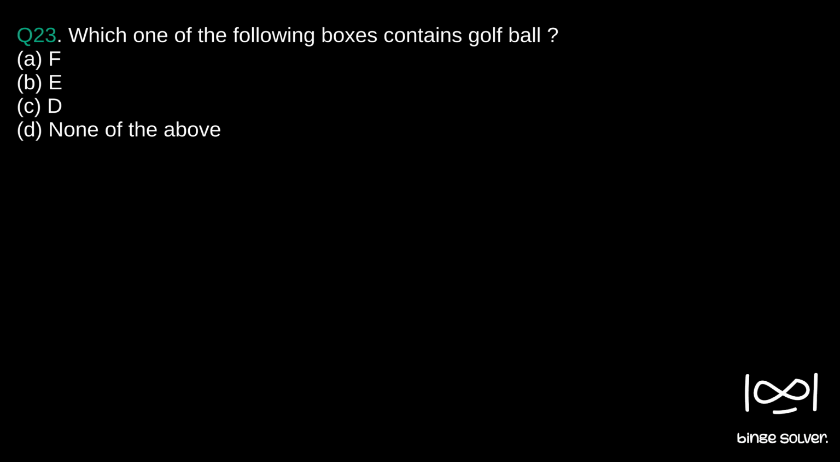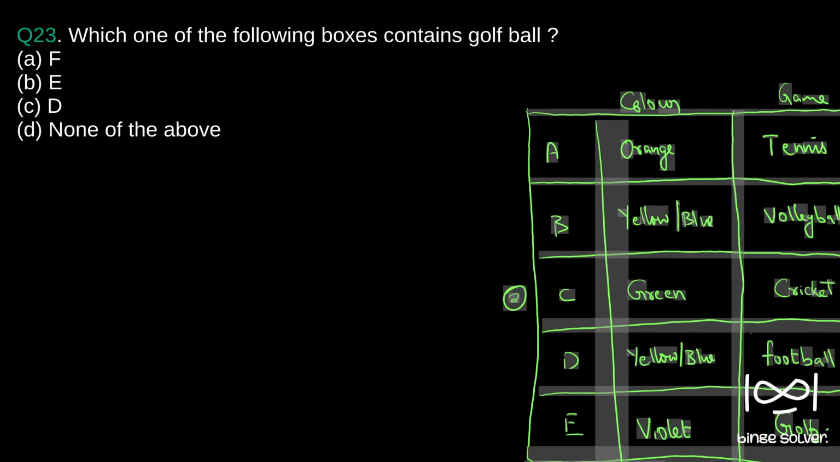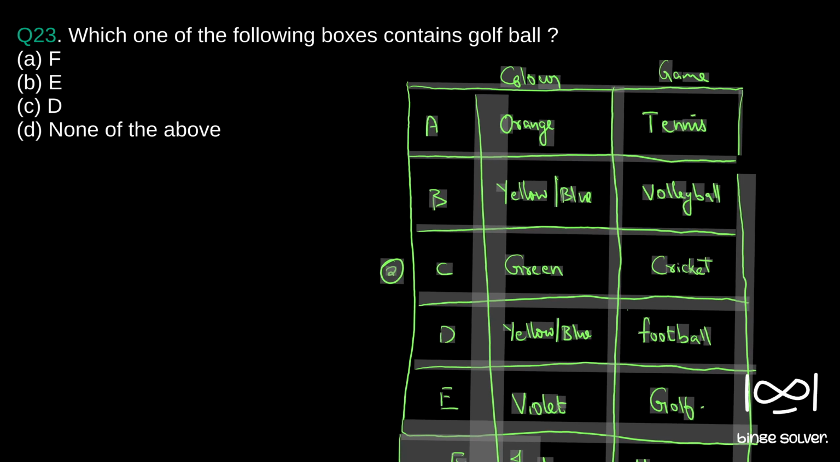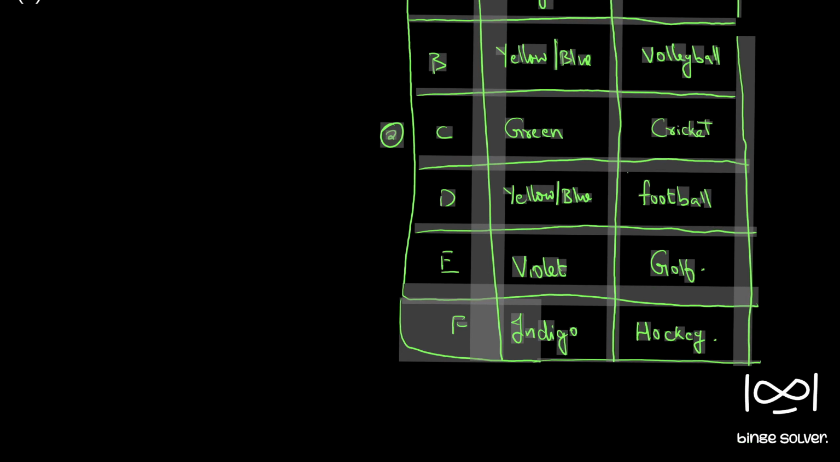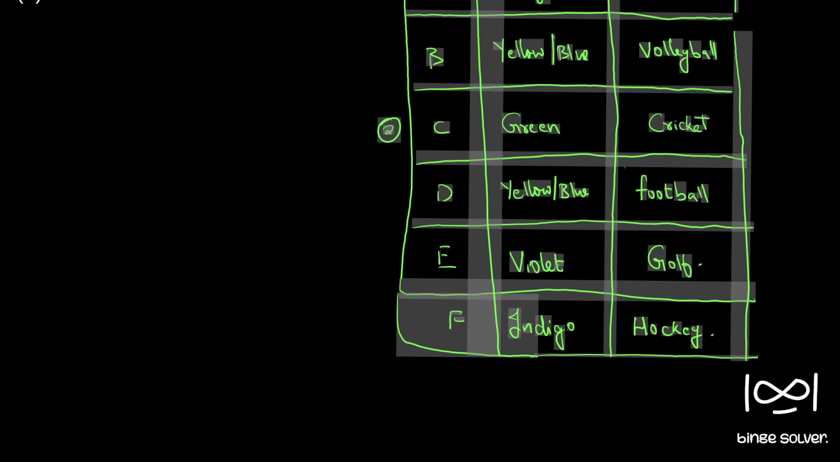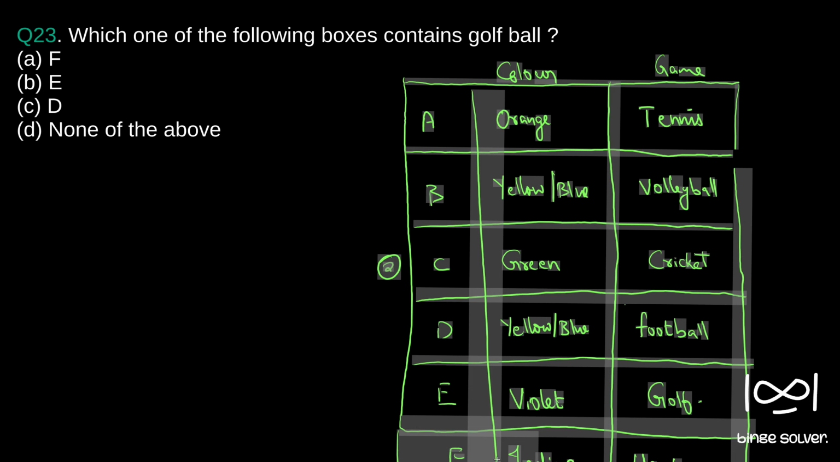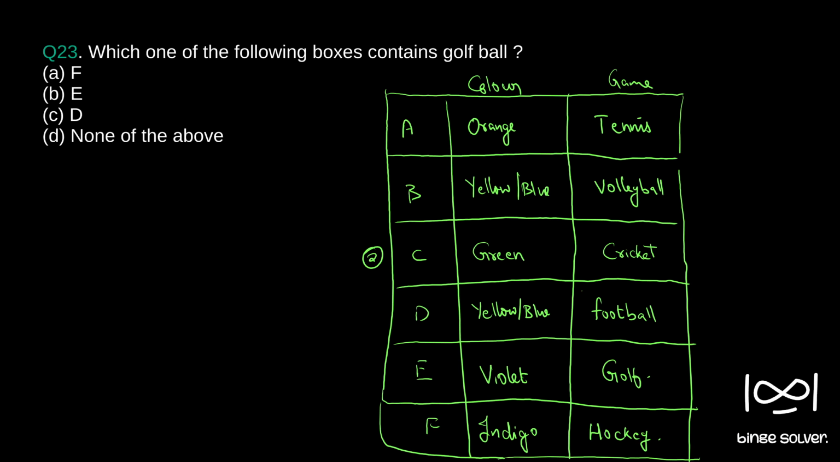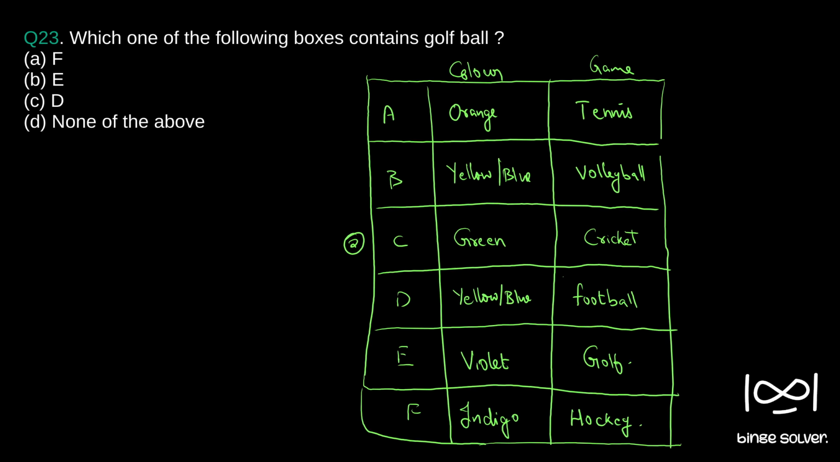So first question is question 23. So this is the information we have. I hope you can see now. The question is, which one of the following boxes contains golf ball? The golf ball is in box E. So solution to question 23 is option B.